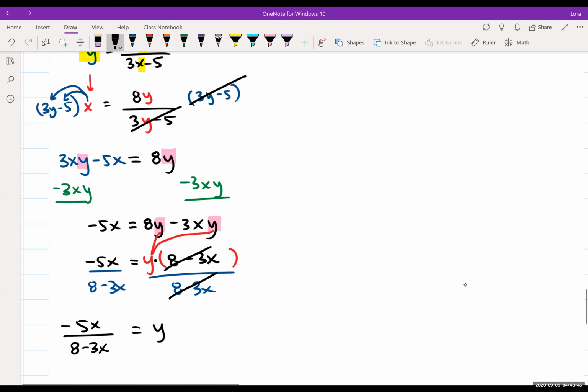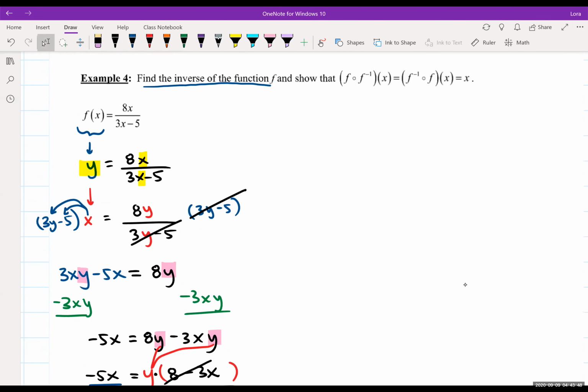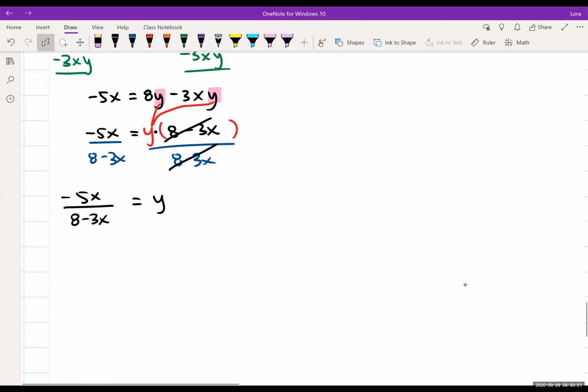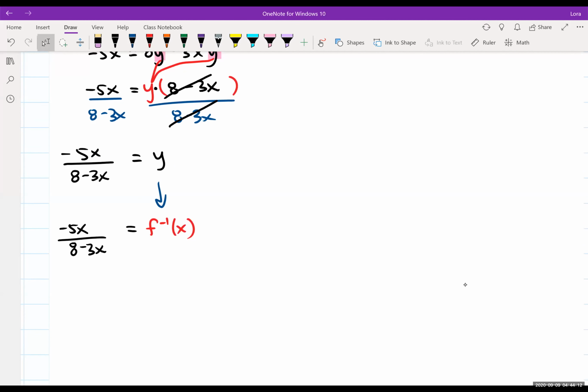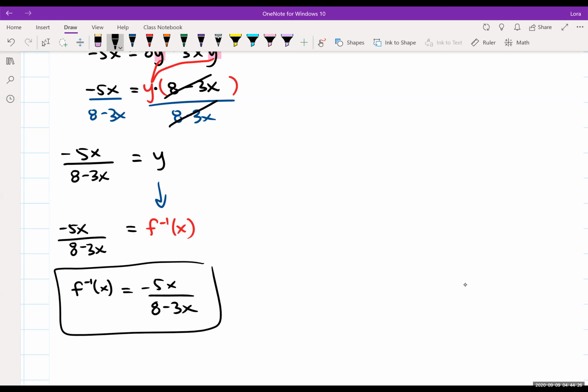The very last thing, remember, we don't want to confuse the original function with our inverse. So remember this whole idea, after we switch the x's and y's, we need to rewrite y as f inverse of x. So we have negative 5x over 8 minus 3x. Now, if you're interested, sometimes it makes us feel better if we can rewrite it so that the inverse notation is on the left side. Feel free to do so. Either way, it should be correct. But I know if we're going to use this later, we want to refer to it in this manner.